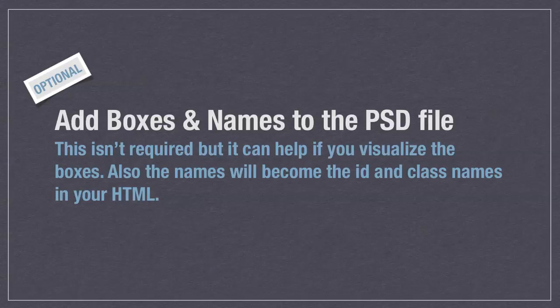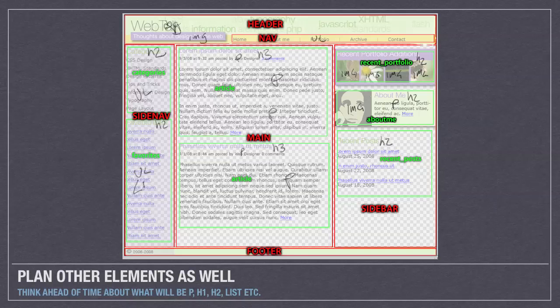And if you want, you can actually start to add boxes and names to your Photoshop file. It's not required, but for some people it helps them visualize it and give names to things. So this is just an example, a combination of using Photoshop text in here, and also just me writing outright. This is a paragraph, or this is an H3, this is a paragraph here, and just thinking about what elements we're going to use. We're going to get to that a little bit more later on.